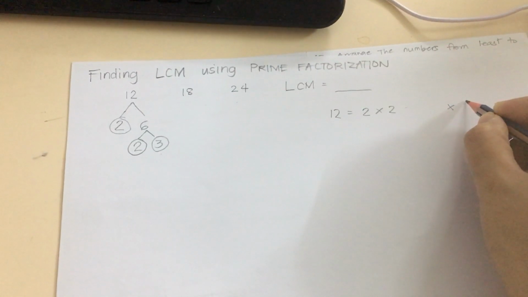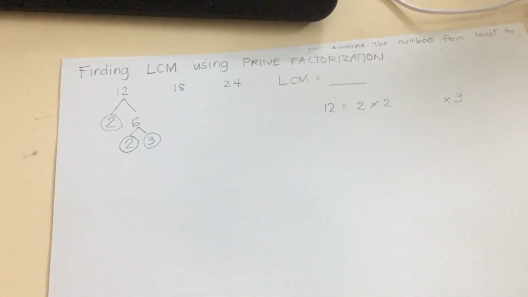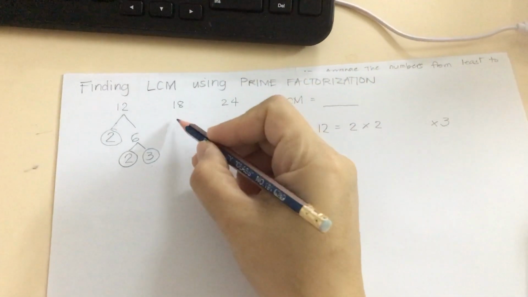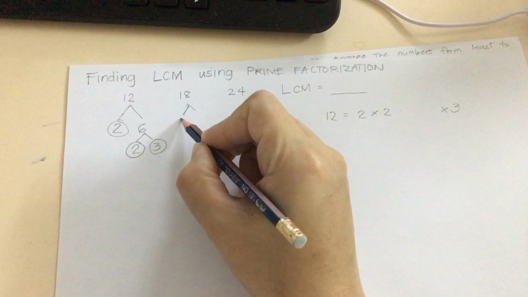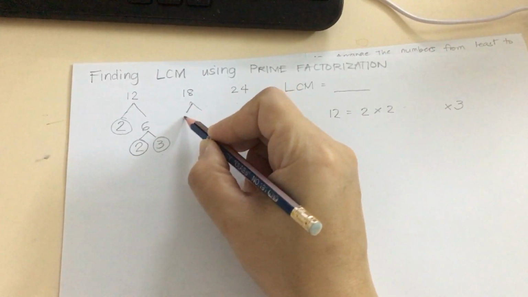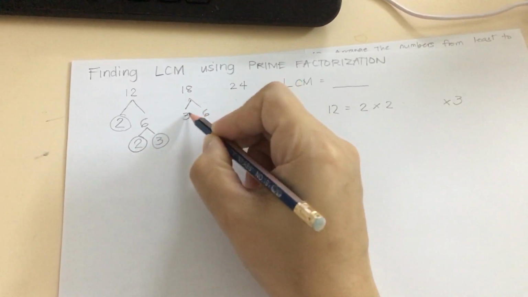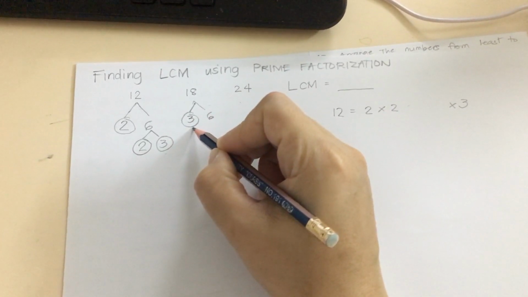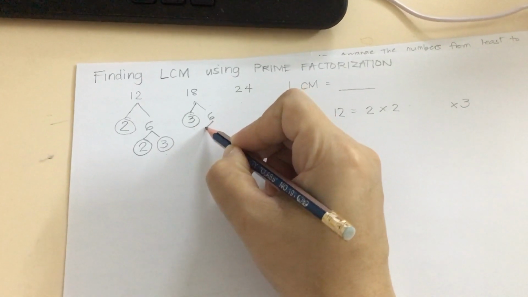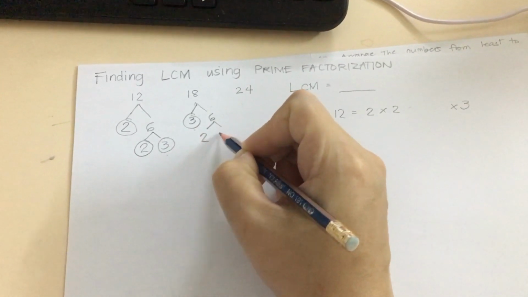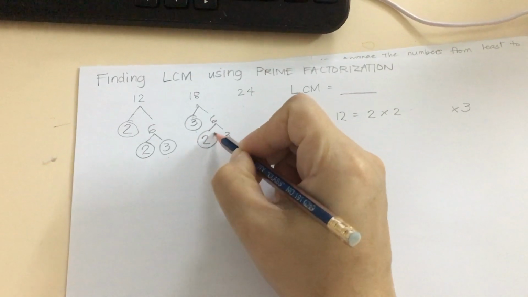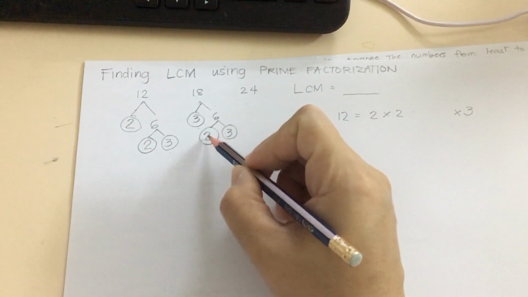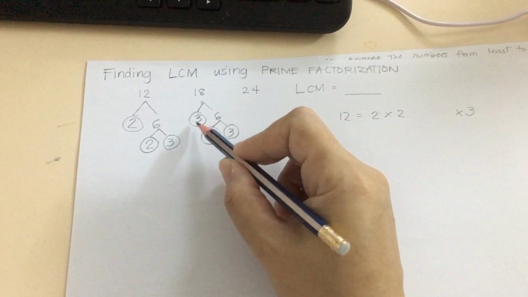Let's put the 3 on the other side, so that's the group of the 3. Next, let's have the 18. We can do the factors of 18 as 3 times 6. So 3 is already a prime number, so we are not going to do this anymore. Then 6 is a composite, so we are going to have 2 times 3. Now the factors are all prime numbers. So we have 2, and then we have 3 times 3.